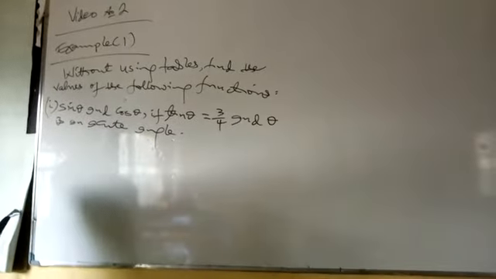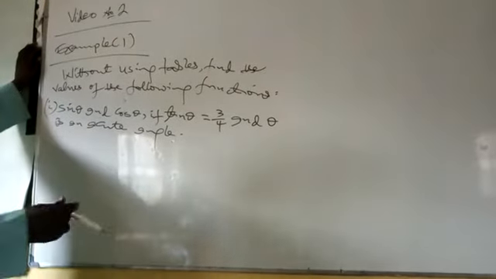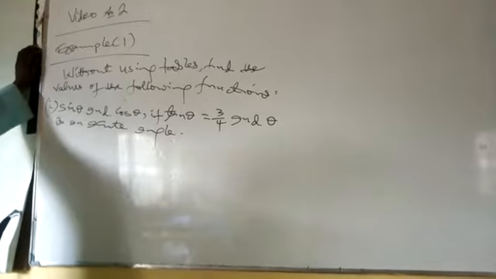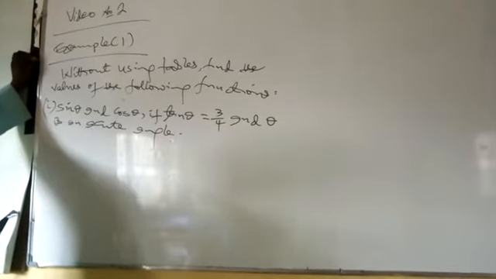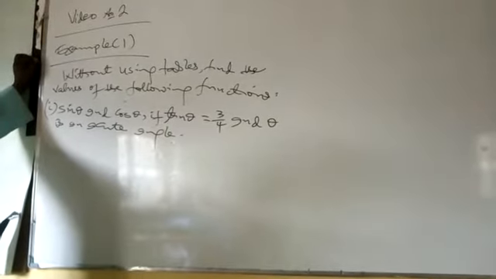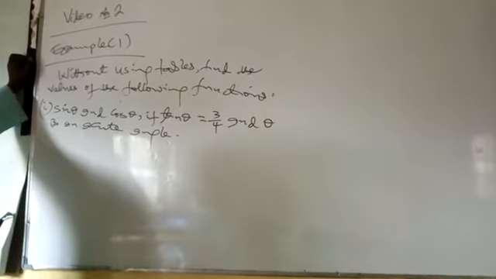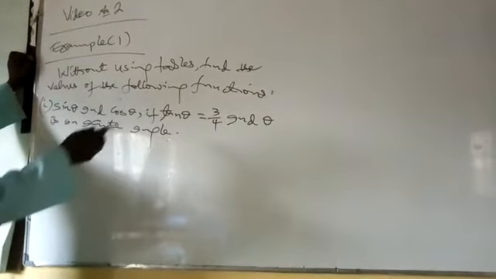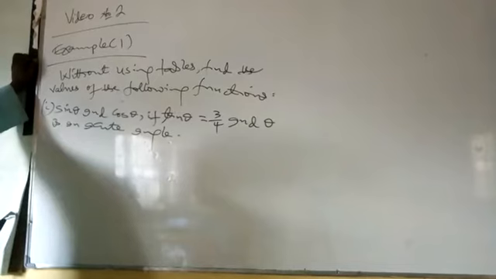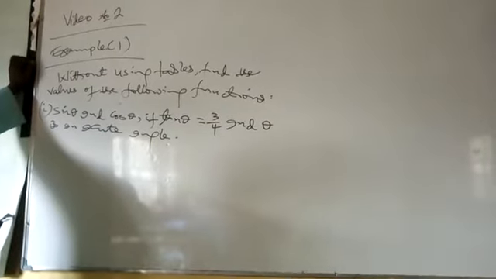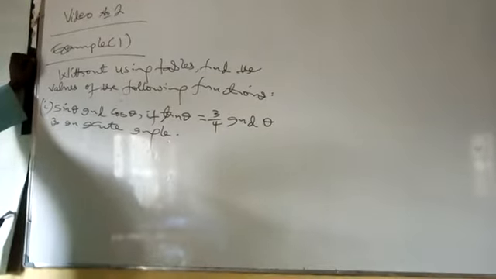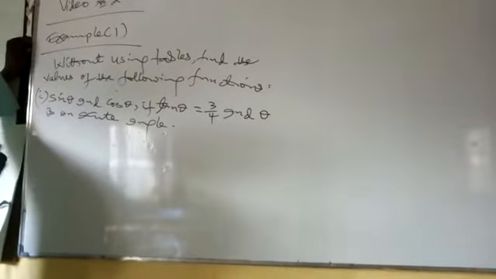So what table are they referring to? We are not to use your 4-figure table and so on like that. That's what the question is saying. Now, we are given that tan theta is 3/4. So how do we now find sin theta and cos theta?